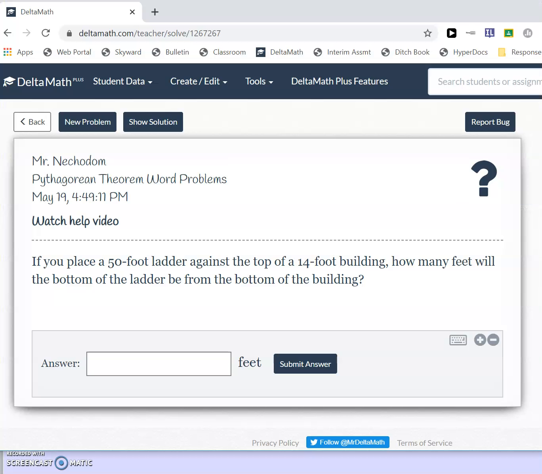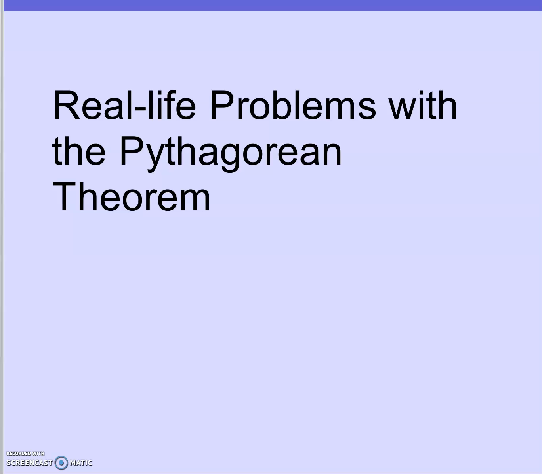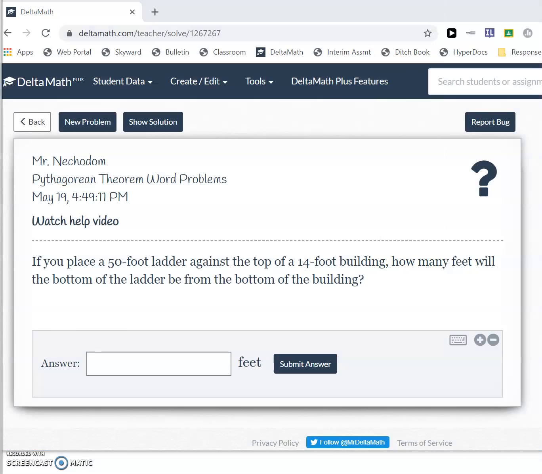Take a look. So what we've got is a ladder that's been placed against a building. And it's a 50-foot ladder. It's placed against the top of a 14-foot building. And they want me to figure out how far the bottom of the ladder is going to be from the bottom of the building. Okay. Now, what I'm going to do is step back over here and set this up so I can draw on the screen. And so here we go.